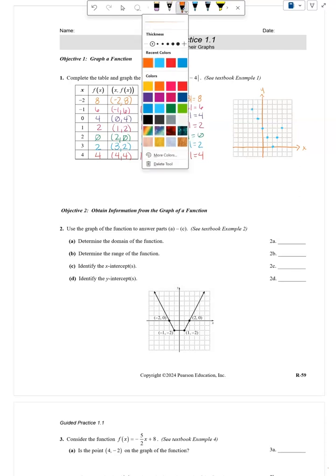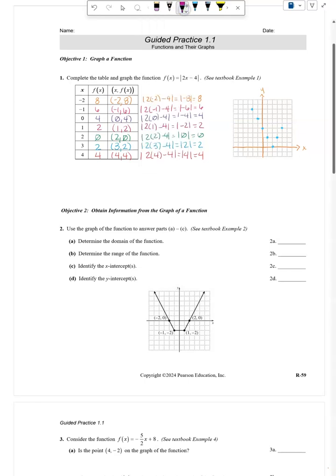And then now we can just connect our dots, or our points. There we go. I missed that a little bit. Sorry for that. Okay. So that would be our graph.